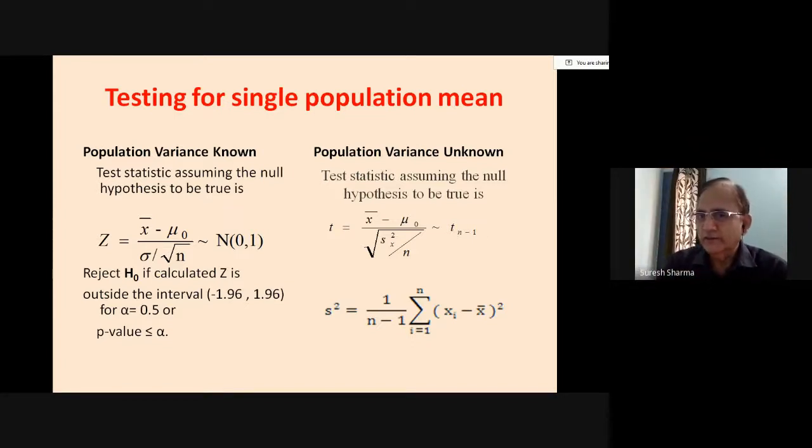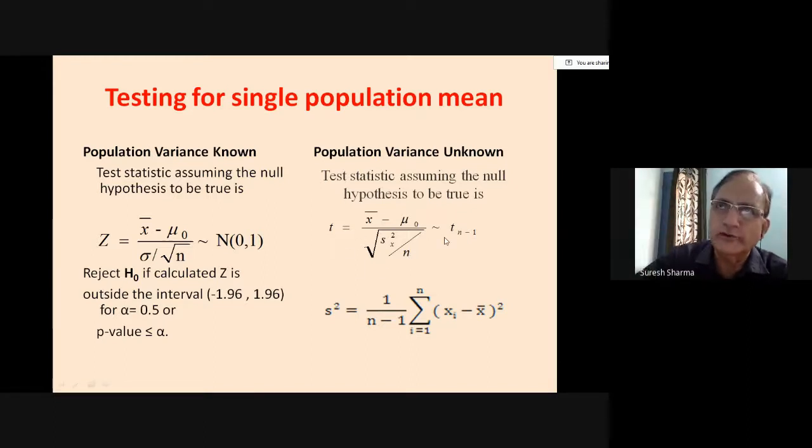So this is the t-test. From the sample observations, you will compute S square and x bar. Under H naught, mu is equal to mu naught, which is given to you, and n is the sample size. Everything is known, so you can compute the value of t.